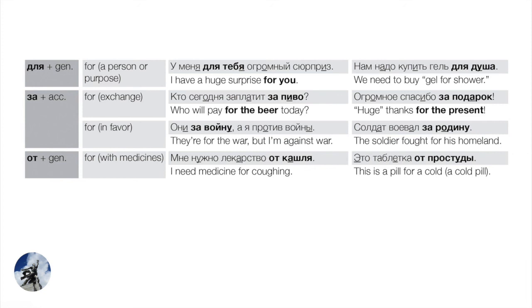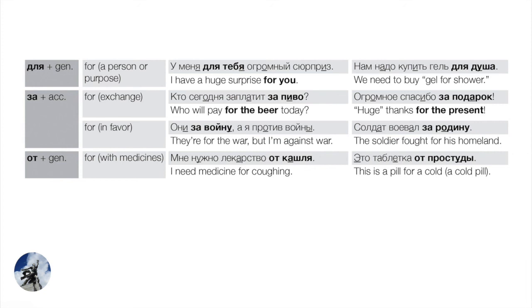This is not за in a temporal sense, but за implying a kind of exchange, right? So think, for example, when you're paying for something, there's this idea of exchange. You're giving money in exchange for whatever it is you're paying for, right? So payment is going to get за. Кто сегодня заплатит за пиво? Who will pay for the beer? Or огромное спасибо за подарок. Thanks for the present. Well, again, think of exchange, right? Someone gave us a present, and in exchange, we're giving them our thanks, right? Спасибо за подарок.